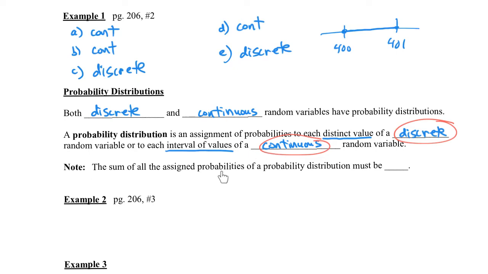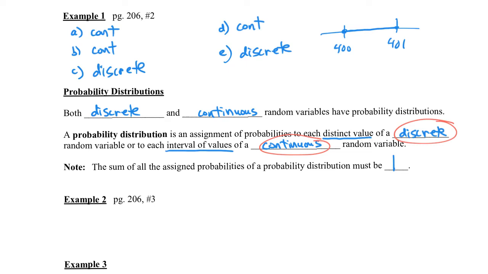And here's a little note that I think you're going to know. The sum of all the assigned probabilities of a probability distribution must be 1. It's very closely related to that question about the sum of all the probabilities of all the outcomes in a sample space must be 1. The same sort of idea. So don't let this phrase seem too tricky. It's really not. A probability distribution is just a distribution of probabilities assigned to all the outcomes.